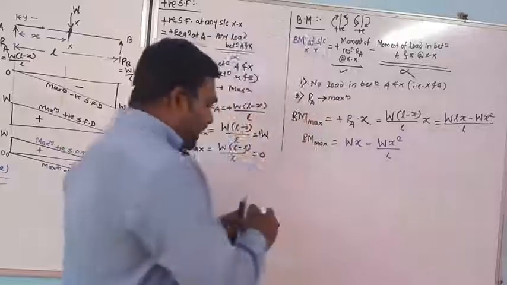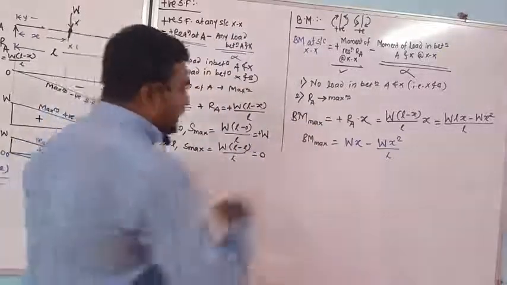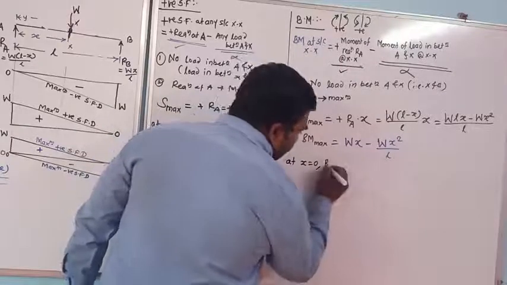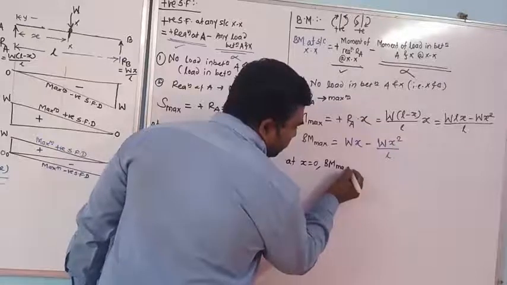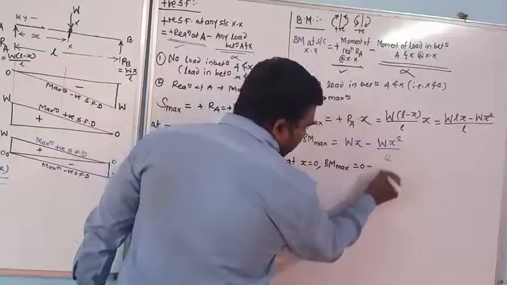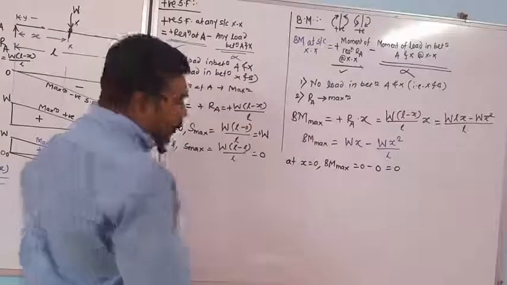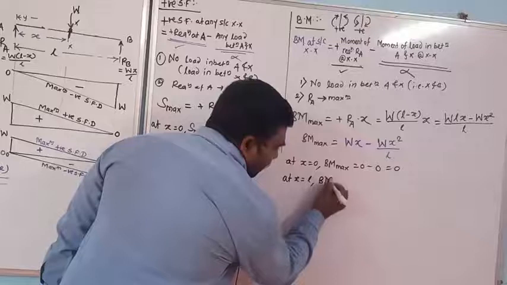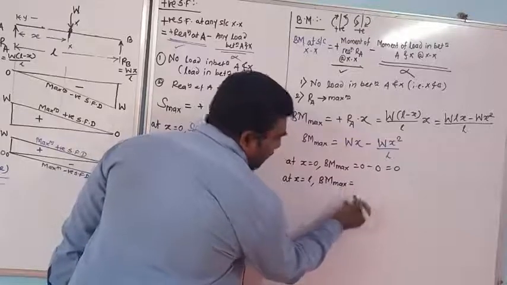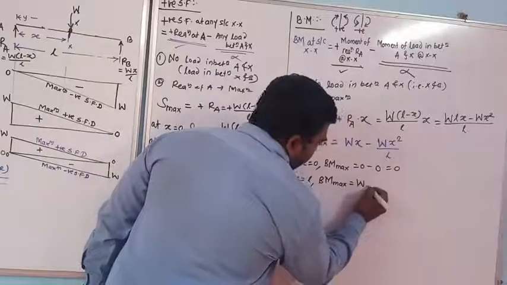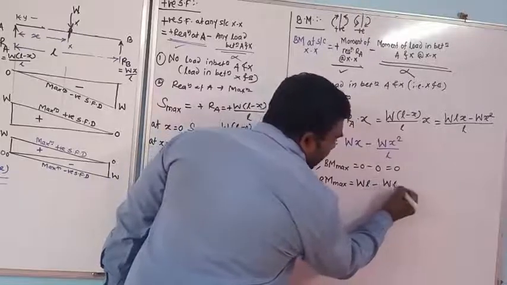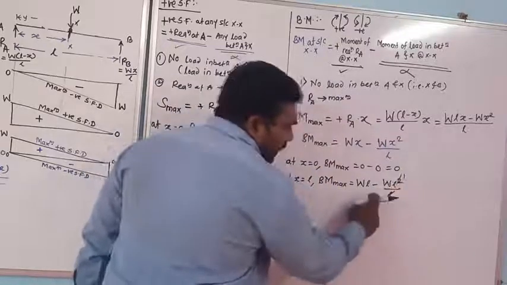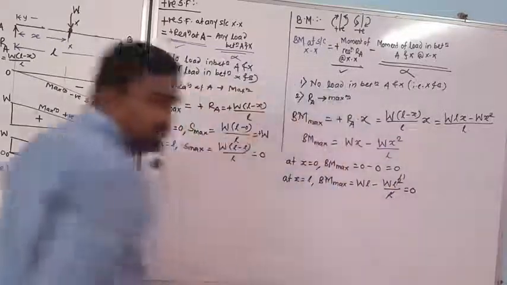Now I will put the end conditions there. So the end conditions are at X equal to 0. If I put X equal to 0, then BM max will be 0 minus 0, it comes as 0. Then if I put X equal to L, BM max will be W into L minus WL square divided by L. Here it is left with 1, that is WL. So WL minus WL, again it becomes 0.